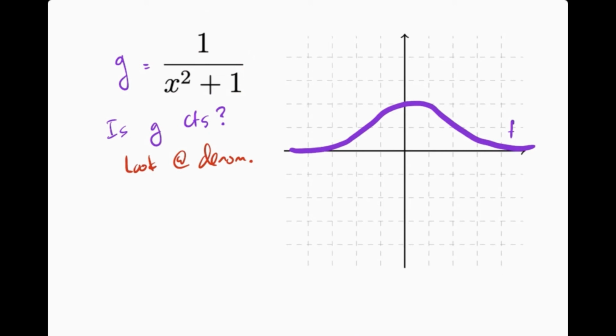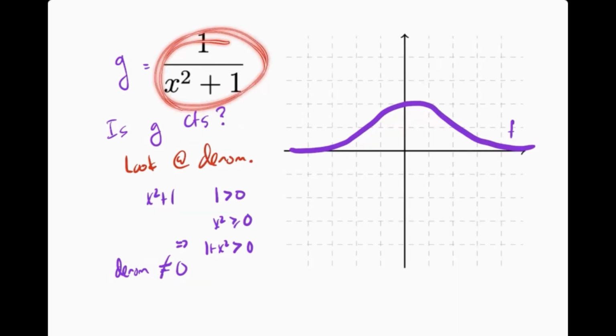Taking a look at the denominator of the function, x squared plus 1. Well, 1 is always bigger than 0. And x squared is always at least 0. It can't possibly be negative unless x is complex, but that's another class. So that implies that 1 plus x squared is bigger than 0. So the denominator is never equal to 0, which means that this function here is always defined.